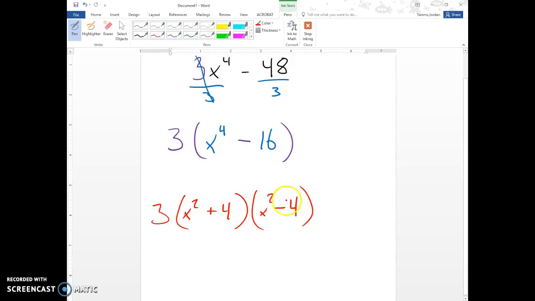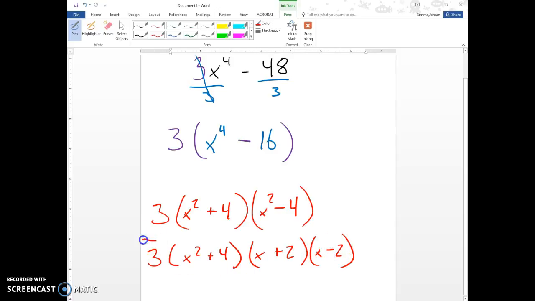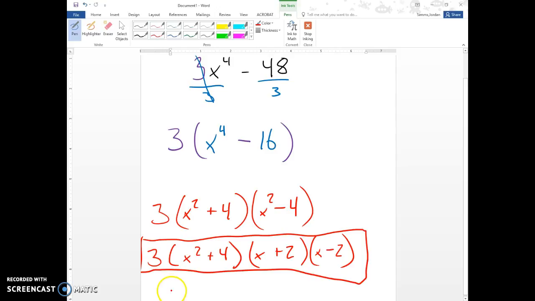Okay, so 3 is fine, this is fine, but look, again we have a difference of squares. 4 is still a perfect square, as is x squared. So I'm going to write all this stuff over again, and then I'll do the same thing here. My 2 brackets, square root of x squared, plus and a minus. Square root of x squared is x, the square root of 4 is 2. So now this is completely factored, and I would list all of that into the answer box.